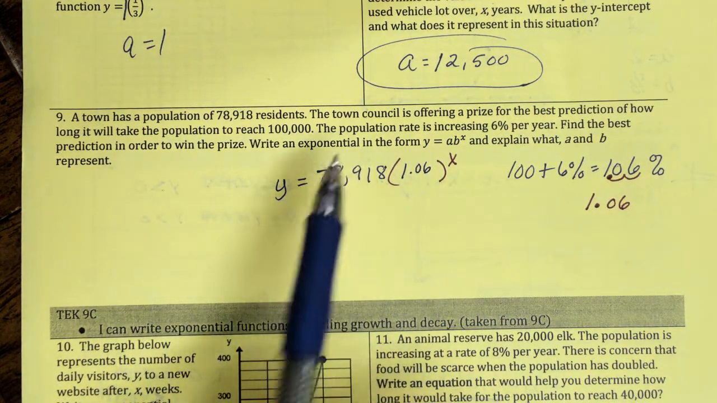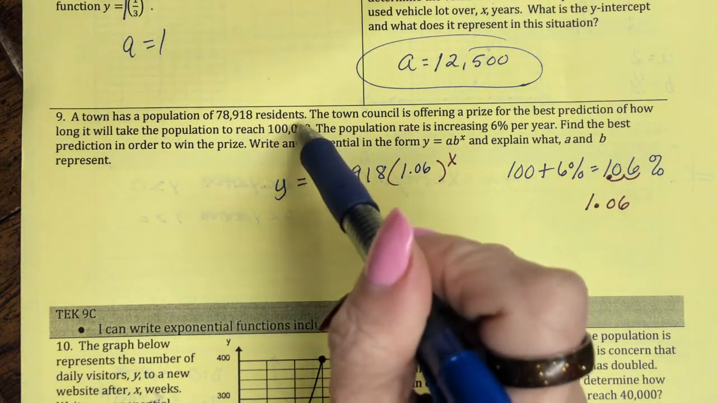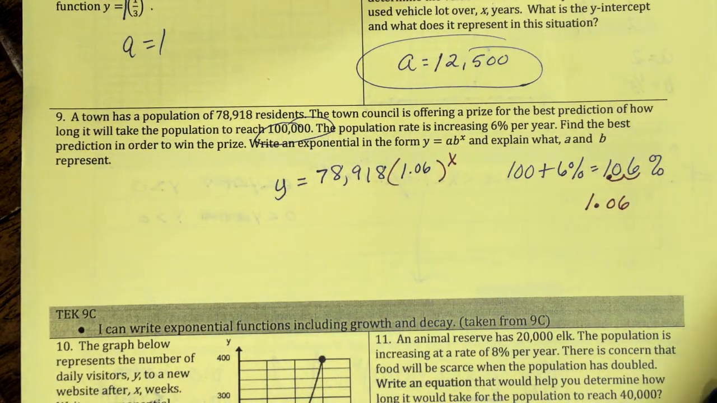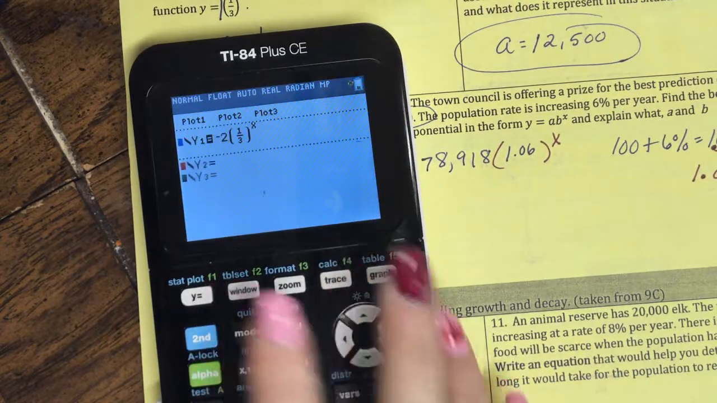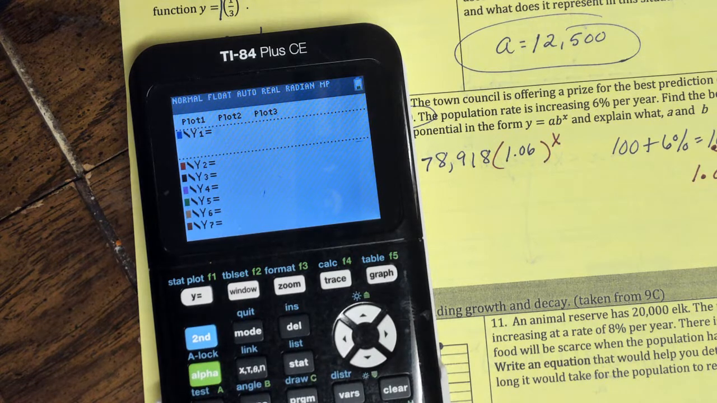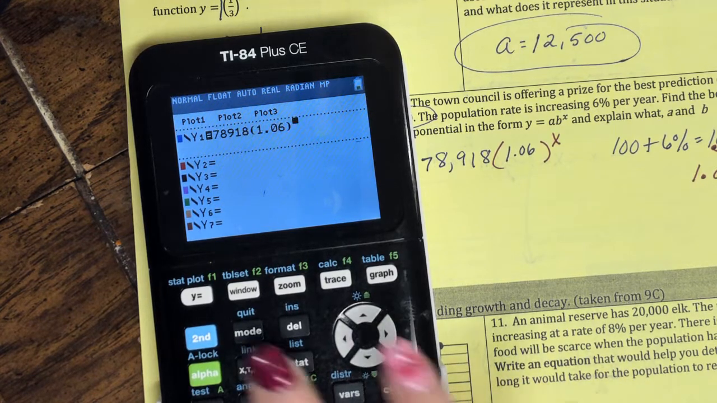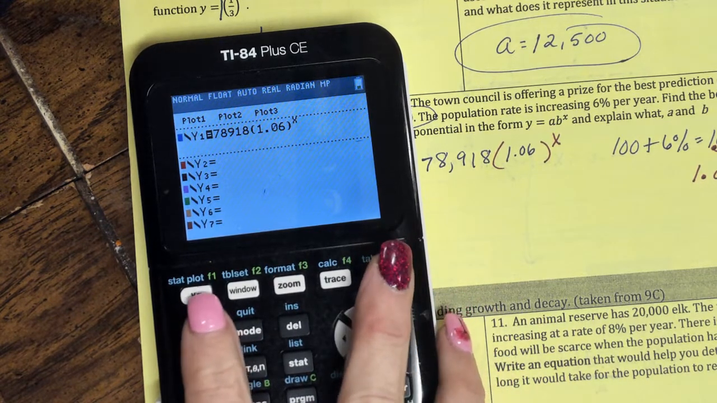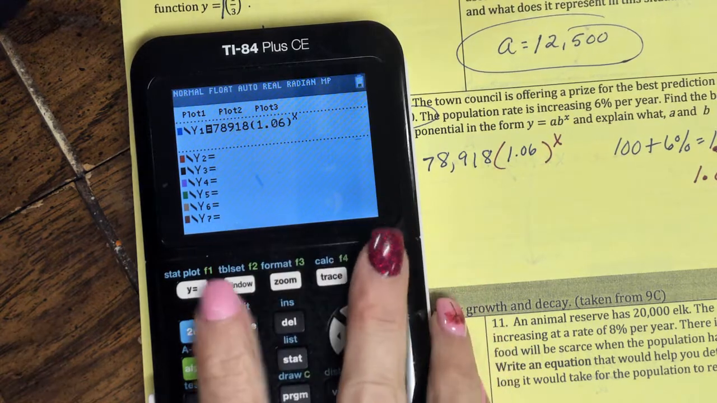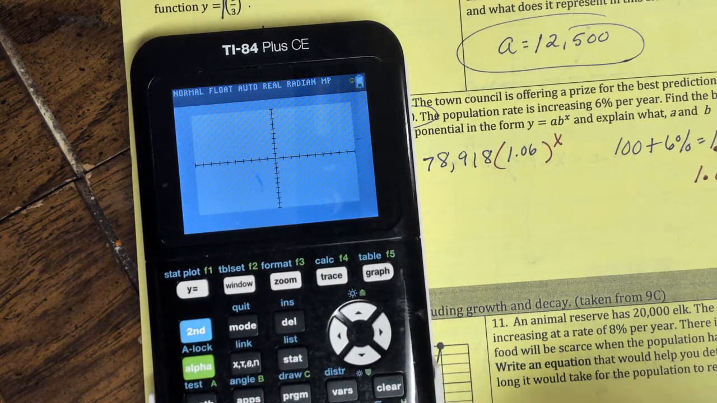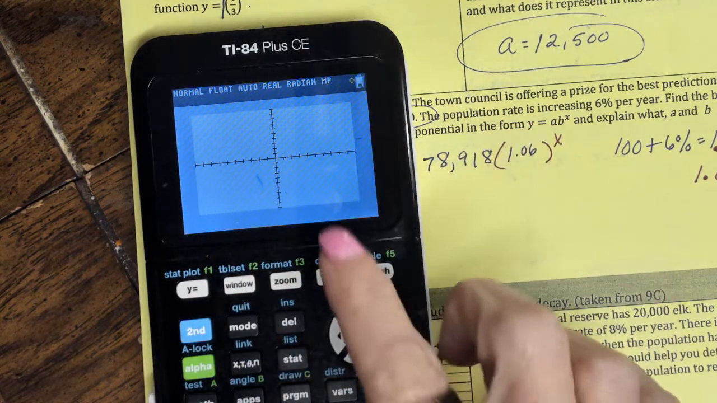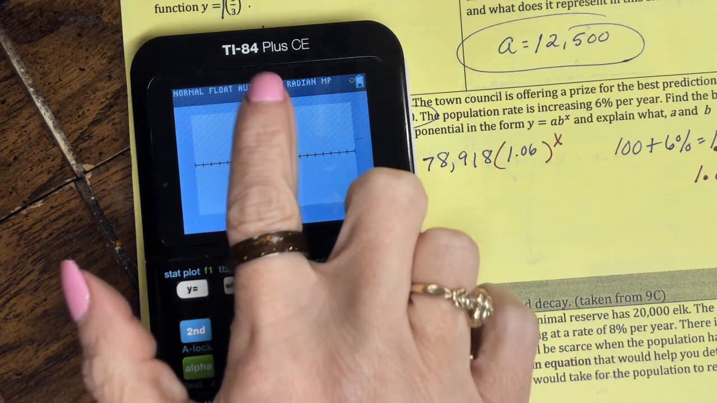Now they want to know, when are we going to be at 100,000 people? So this is kind of a look and guess type situation. I'm going to take 78,918 times 1.06 to the x power. Now, I don't want to graph it because 78,000, hello. If you try to graph that, that is going to be way up there. The starting amount of that is way, way, way up there.